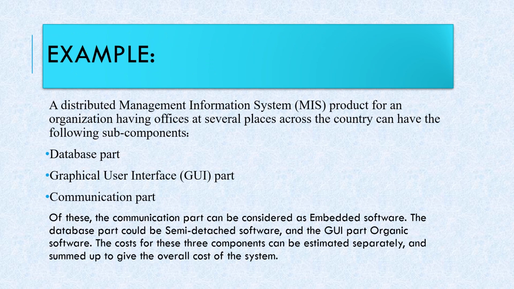Example: a distributed management information system product for an organization having offices at several places across the country can have the following subcomponents: database part, graphical user interface, and communication part. Of this, the communication part can be considered as embedded software, the database part could be semi-detached software, and the graphical user interface as organic software. The cost of these three components can be estimated separately and summed up to give the overall cost of the system.